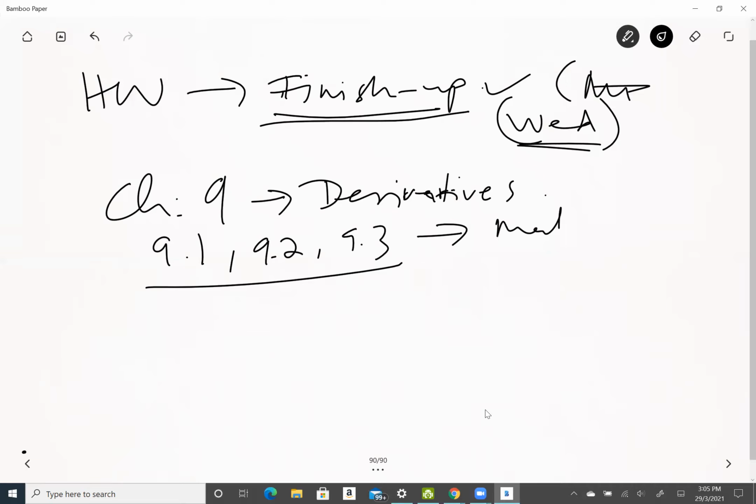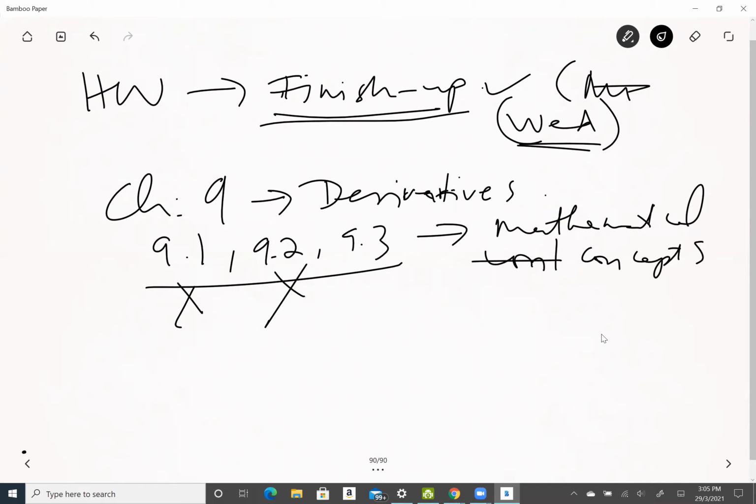It's mathematical concepts. So we're not going to do that, because when I look at the time, our purpose is not to look at all these mathematical concepts. So what I want to do is just look at the idea of derivative, and then how we are going to use it for our purpose. So 9.1, don't worry, 9.2, but 9.3, maybe a little bit.